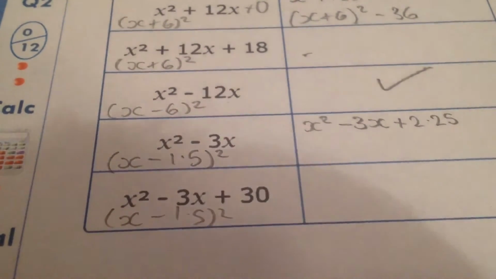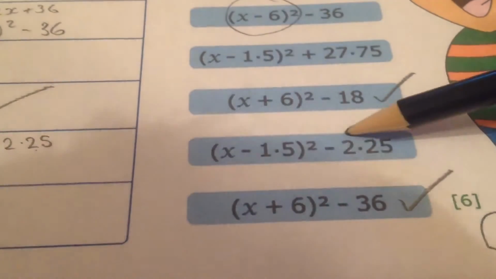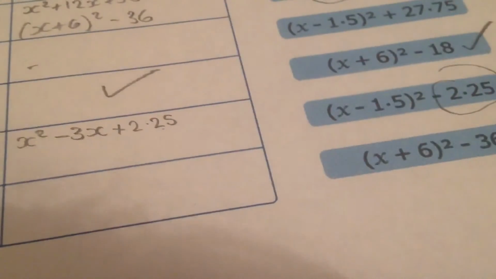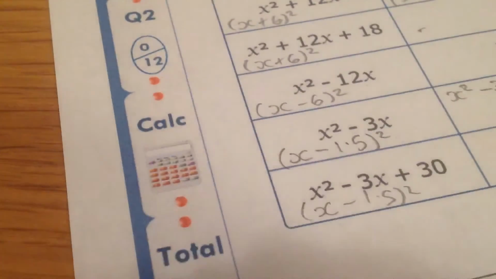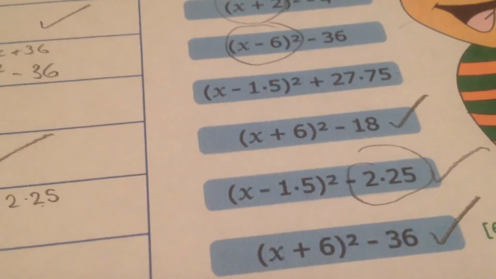So we don't want the 2.25, we need to remove that. And when we look over here, we've got one that has minus 2.25 on the end. That one is going to be there. And finally, this one would have to be this one. Process of elimination more than anything else.